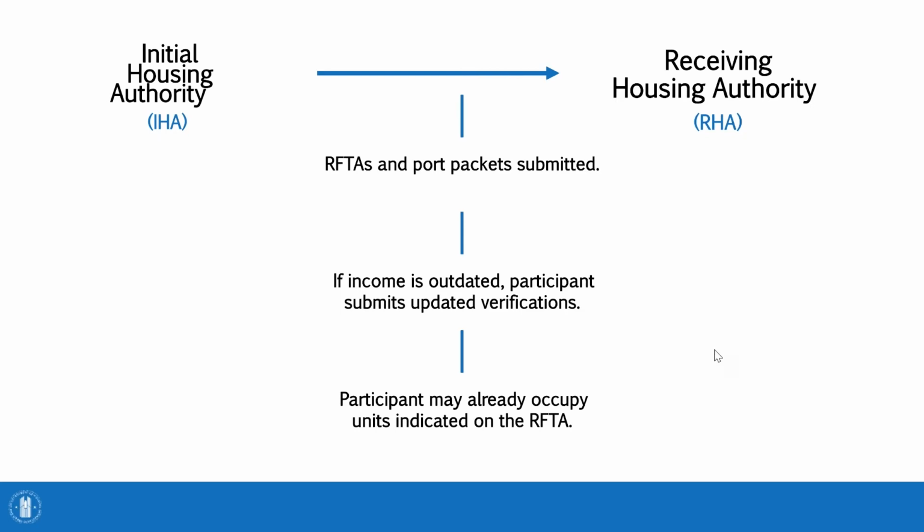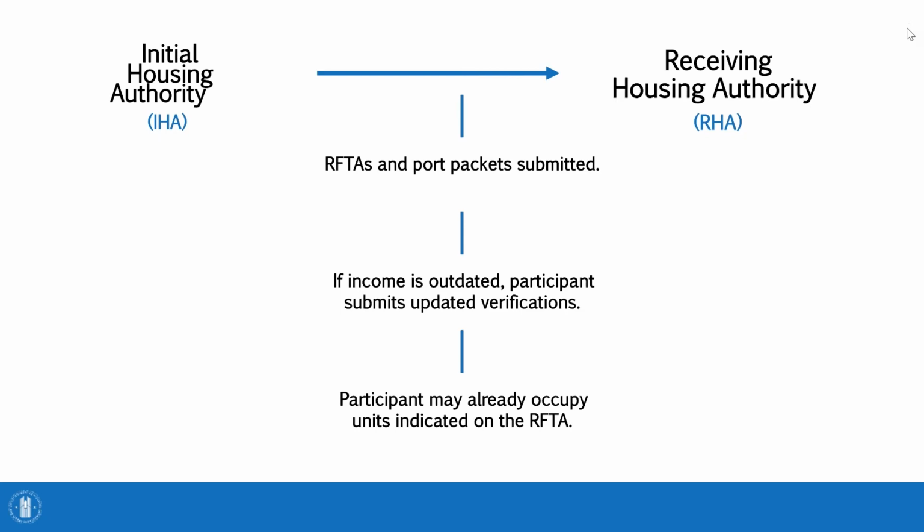In some cases, if it is an applicant family and they applied in one jurisdiction, they ported to another, they leased up in the receiving housing authority's jurisdiction, they may choose to lease in place. So it's not uncommon to see where they're currently living on the request for tenancy approval.